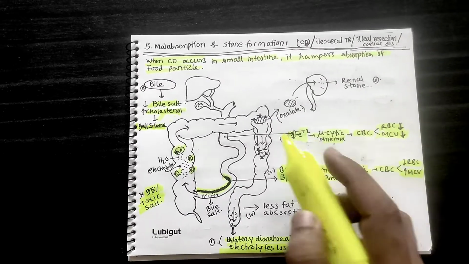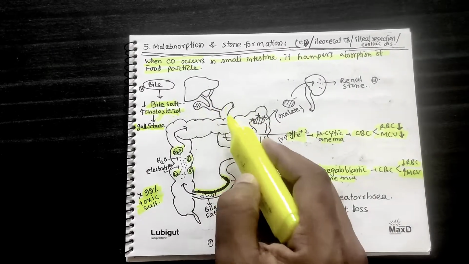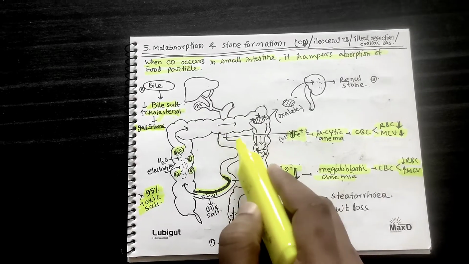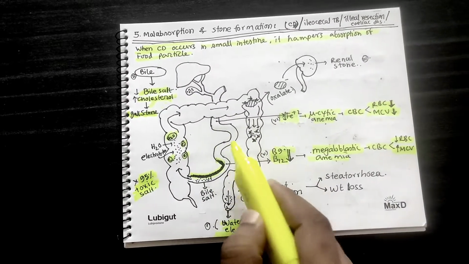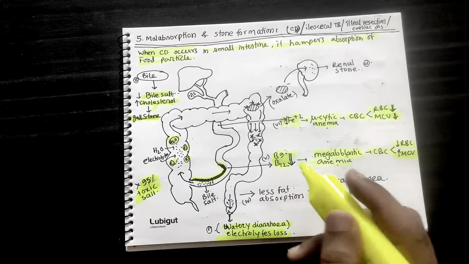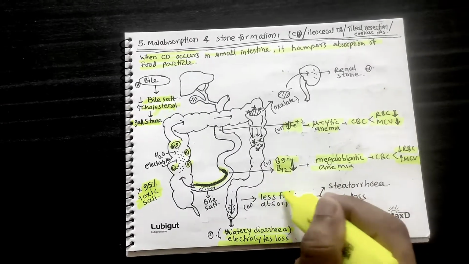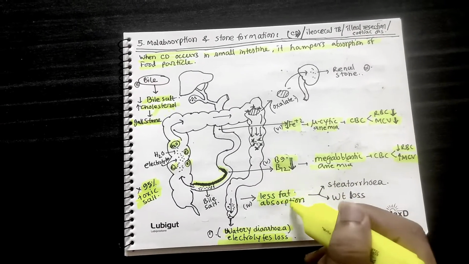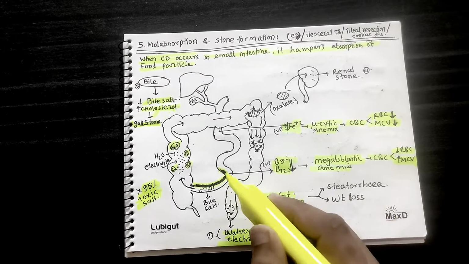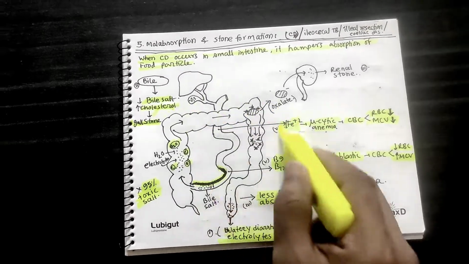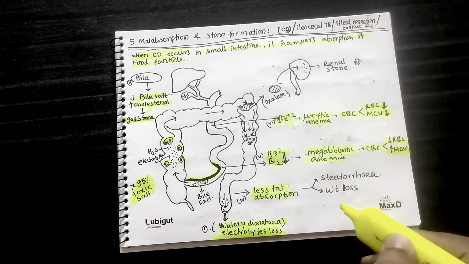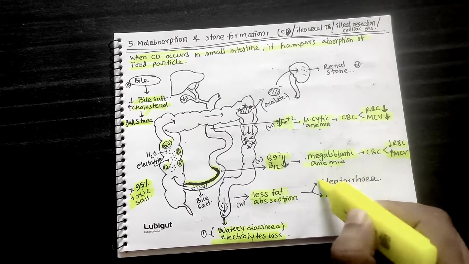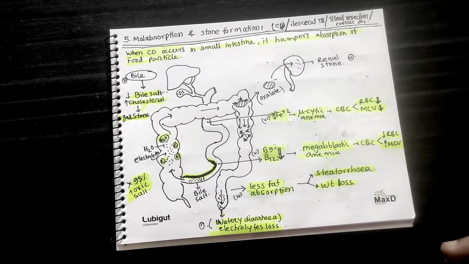And if there is reduced bile secretion, it also causes less emulsification of the fats. So when there is less digestion, it also causes less absorption of the fat. When there is less absorption of the fat, more fat comes into the stool and is reduced in the body. So the body weight will be lost and steatorrhea will occur.